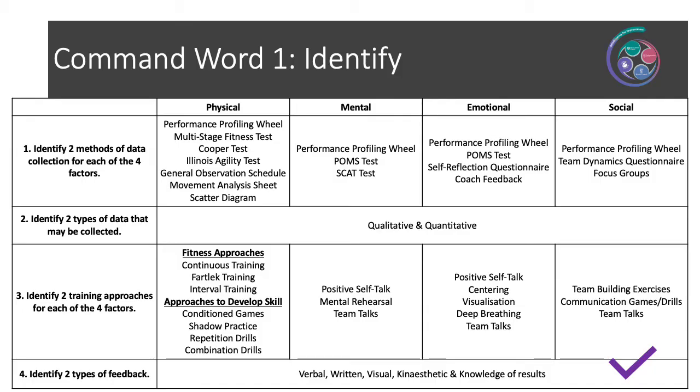For question 2, identify the 2 types of data that may be collected. So that's qualitative and quantitative. Now you might not get specifically asked that question in the actual exam, but you may have to use your knowledge of qualitative and quantitative data to answer other types of questions. There are some past paper questions from the 2019 paper that do require you to have that understanding of qualitative and quantitative data and know the difference between them both.